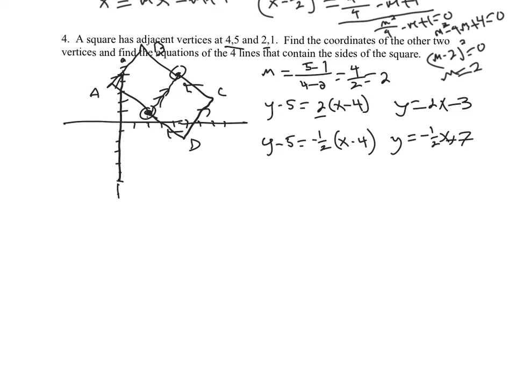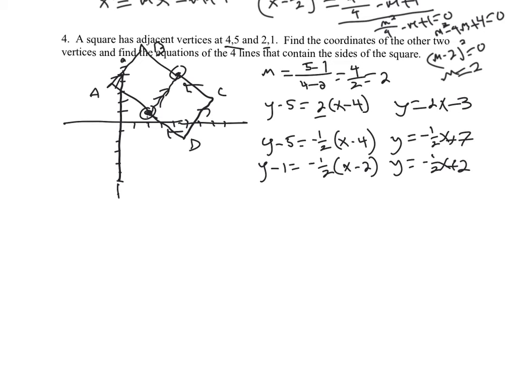And then going through the line that goes through A and D, which also passes through (2, 1), we'd have y minus 1 equals negative 1/2 times (x minus 2). And in slope-intercept form, that would give us y equals negative 1/2 x, and positive 1 plus another 1 would give us positive 2. Okay. So a couple things.